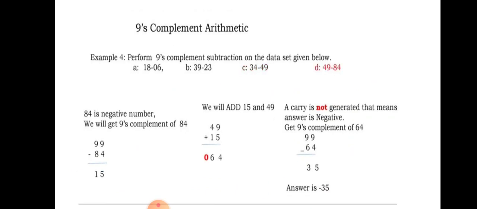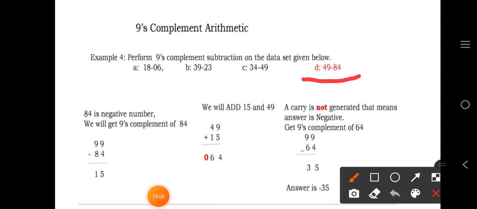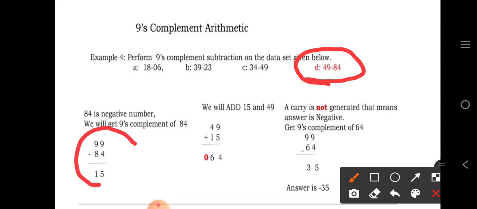Again this concept will get clear in the fourth example. Now we have to subtract the number 84 from 49. As 84 is larger than 49, we know that the answer will be negative. So the first step is to get minus 84. For that purpose we need to take the 9's complement of 84. So 99 minus 84, that is 15. Now add this 15 to 49.